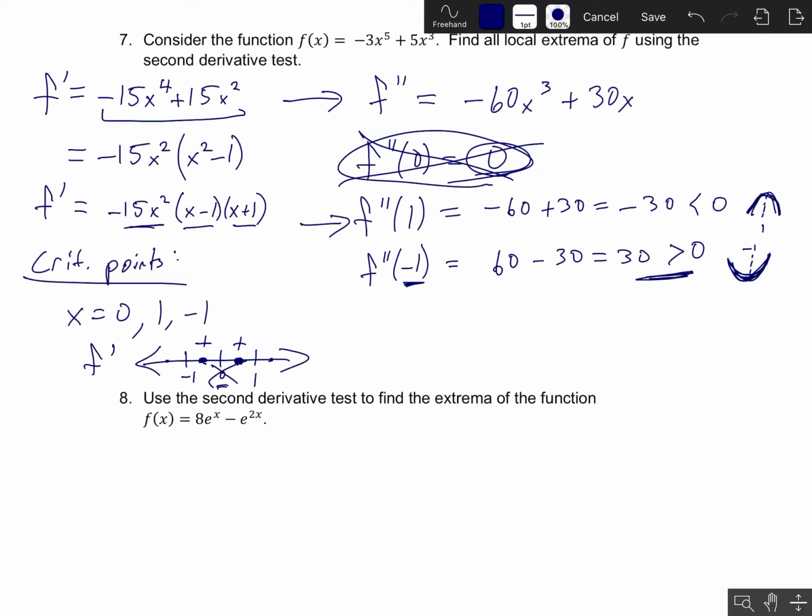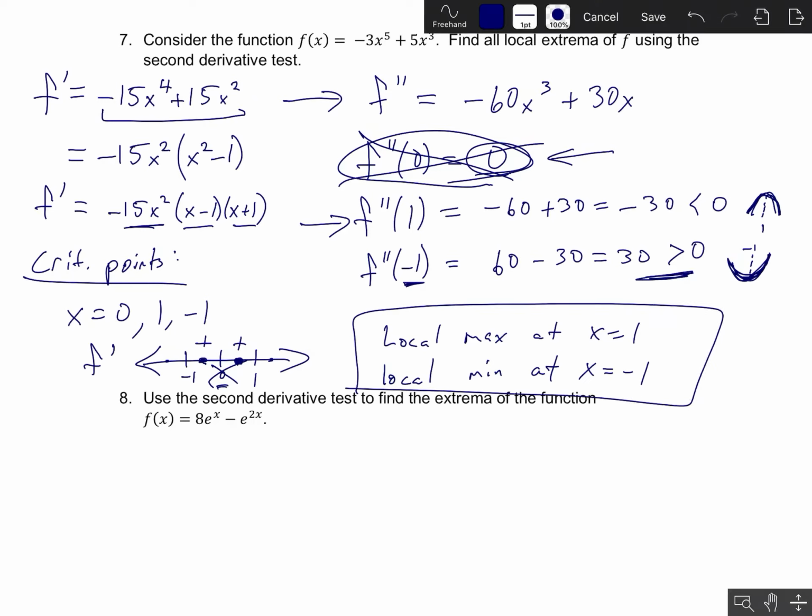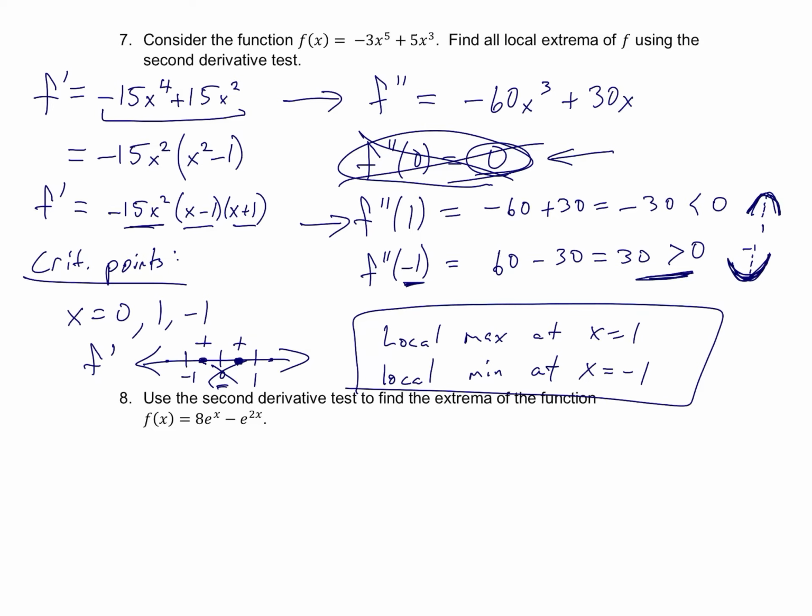But we did need to check that 0 was neither a local max nor a local min, because the second derivative test was inconclusive at 0. But fortunately, it was conclusive for these other 2 points. What we get is a local max at x equals 1 and a local min at x equals -1. And those are the local extrema for that function.